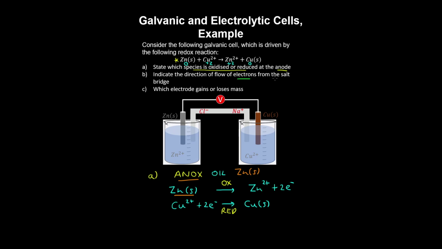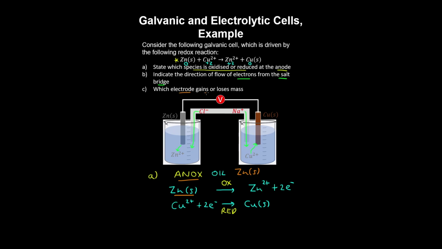Indicate the direction of flow of ions from the salt bridge. Well, given that zinc is being oxidized, you're going to have more zinc cations in the solution, and therefore the chloride ions from the salt bridge flow in this direction to balance the charge. And copper is being reduced to copper solid, so therefore more positive ions flow from the salt bridge in this direction to balance the charge.